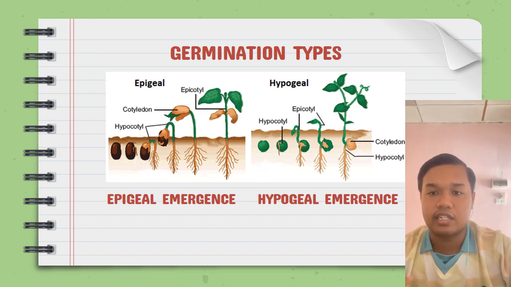And next is the hypogeal emergence. In hypogeal emergence, the cotyledons remain below the soil surface during and after germination. Instead of emerging into the air and light, the epicotyl elongates and lifts the shoot tip and leaves above the ground. The cotyledons in hypogeal plants do not become photosynthetic, but often serve as nutrient storage for the developing seedling. Examples of plants with hypogeal emergence include peas and peanuts.